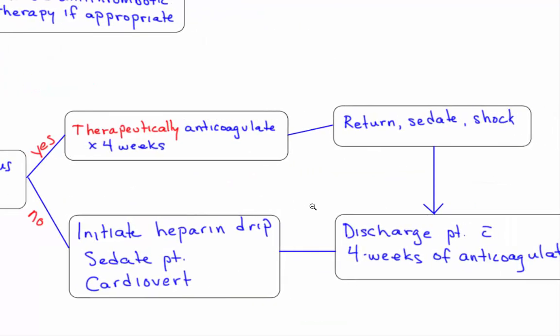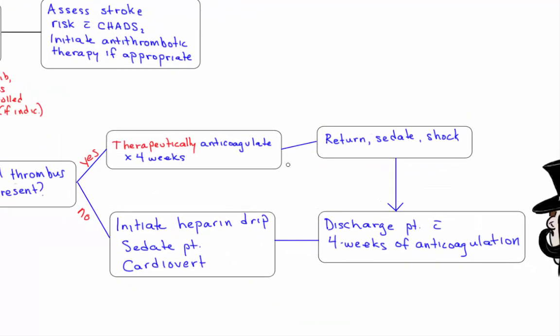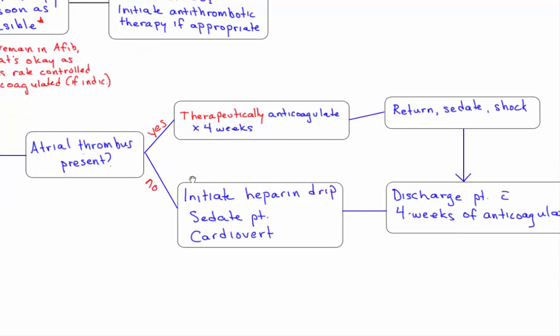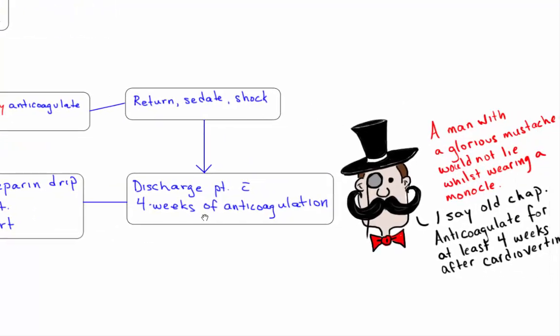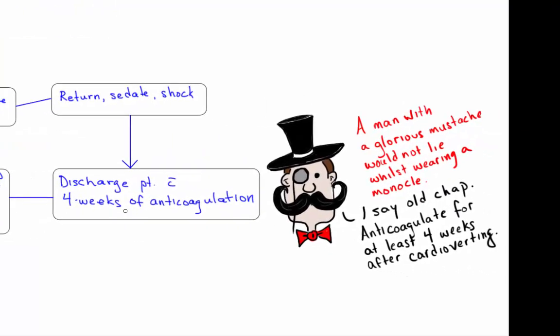After this, once they are therapeutically anticoagulated, then we can have them return and we can cardiovert them. Now, if there's no clot present, then we can start a heparin drip up front, go ahead and sedate the patient, and cardiovert them. And in both of these cases, we need to make sure to discharge the patient with 4 weeks of anticoagulation after they're cardioverted. We've talked about the effect of atrial stunning, so again, patients who are cardioverted need to be anticoagulated for at least 4 weeks after that cardioversion.